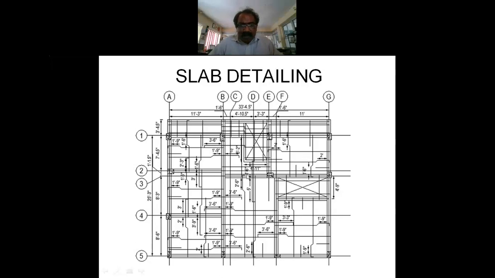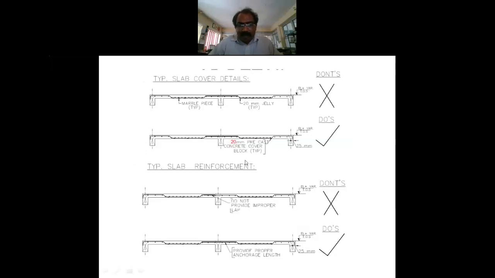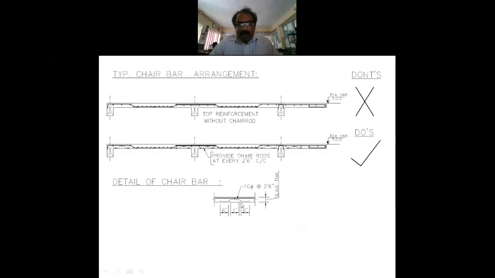In these, there are do's and don'ts. People sometimes use jelly, that is small aggregate, instead of cover blocks. Use precast 20 mm cover blocks, and don't lap on the tension zones. And use chair rods. People put the top reinforcements without chair rods. Chair rods should be given like this. Either 10 mm or 12 mm chair rod should be used.